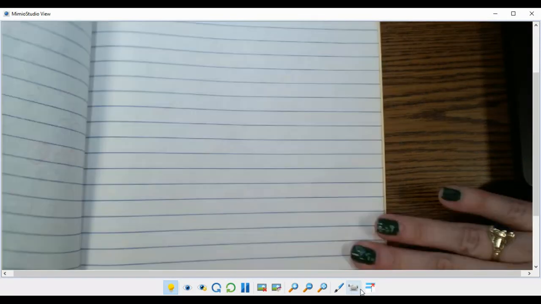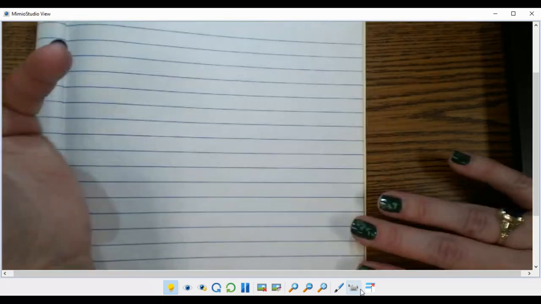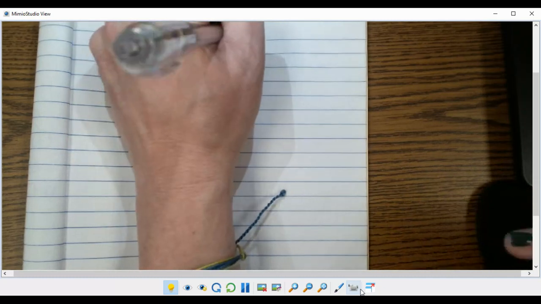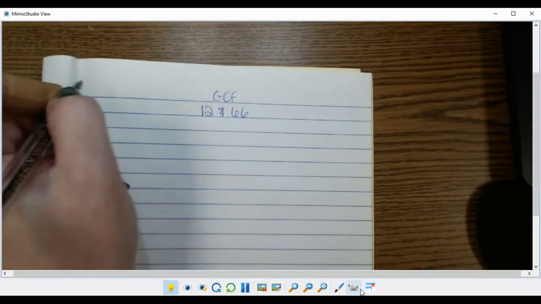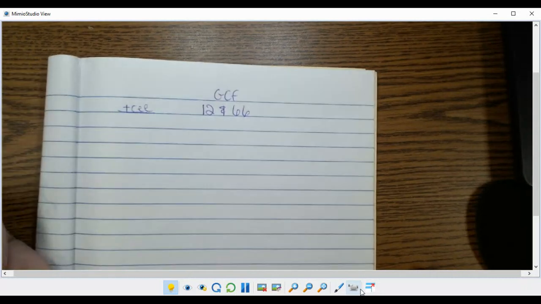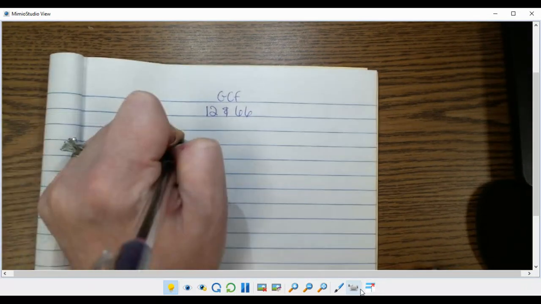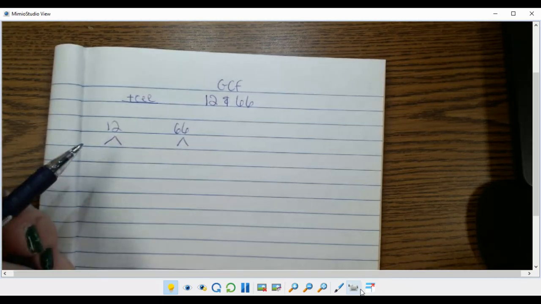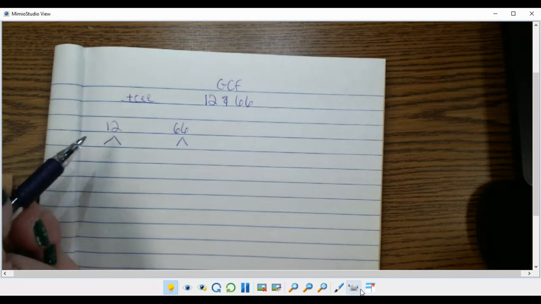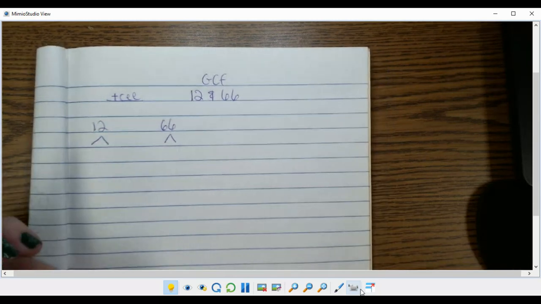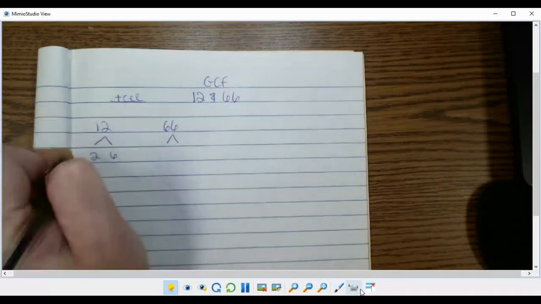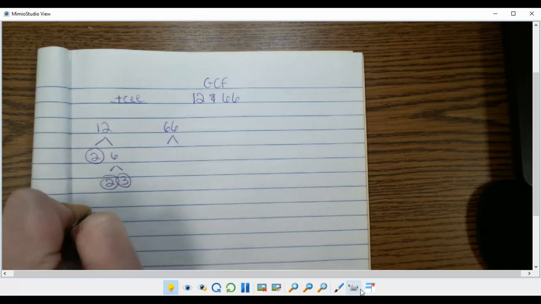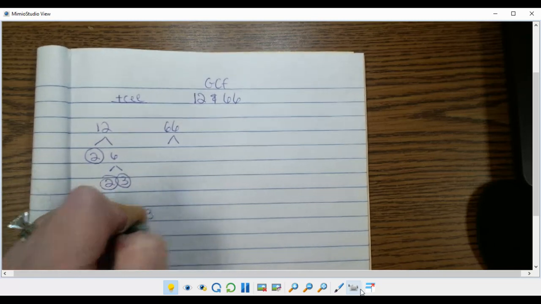All right, let's do one more example, and I will show you both the tree and the ladder. Let's do 12 and 66. We want to find the GCF of 12 and 66. If you prefer the tree method, you have to make a tree for both. I've always liked the tree method because I can pick any numbers. I might pick 2 and 6. Mrs. Kennedy might pick 3 and 4. And that's totally fine. We end up with the same answer at the very end. All right, so I'm going to do 2 and 6. 2 is prime. 6 is 2 times 3. They're both prime. So 12 is 2 times 2 times 3.